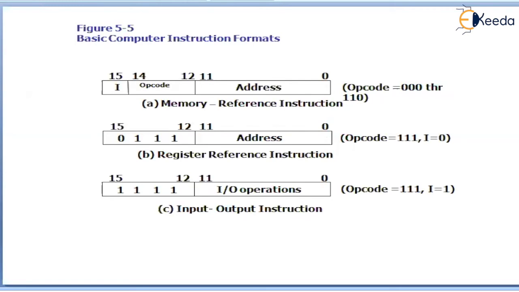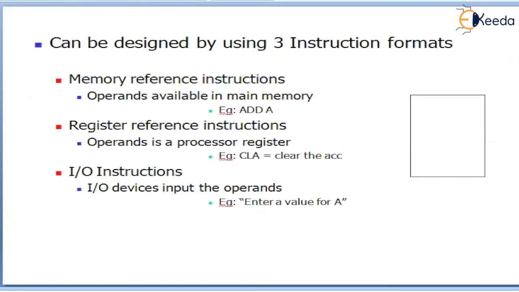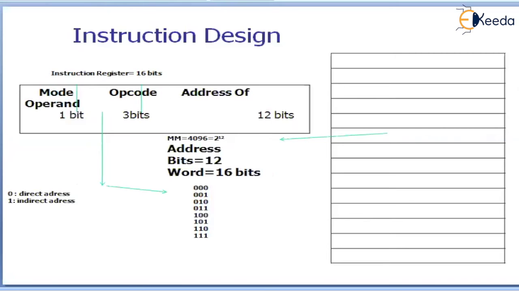Here, try to understand how many combinations are available. There are 8 combinations available, right? That is 000 to 111. By using these 8 combinations, I need to design 3 categories of instructions: memory reference instructions, register reference instructions, and IO instructions. But the total combinations are just 8. So how are we going to design? Let us stay focused.